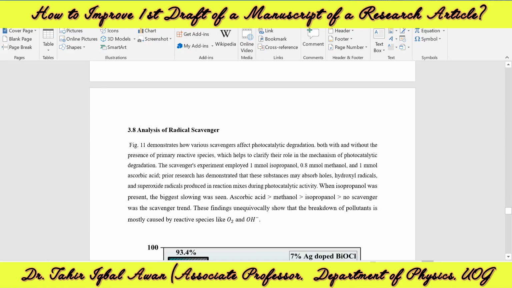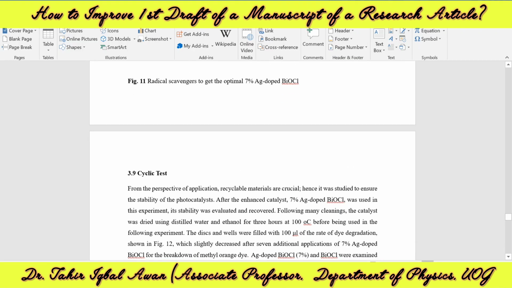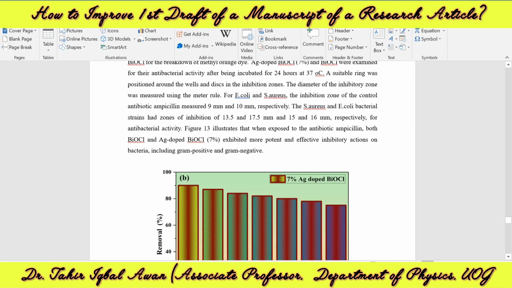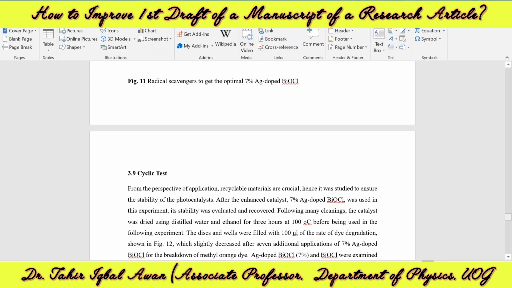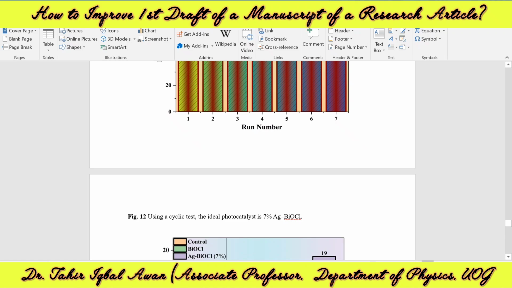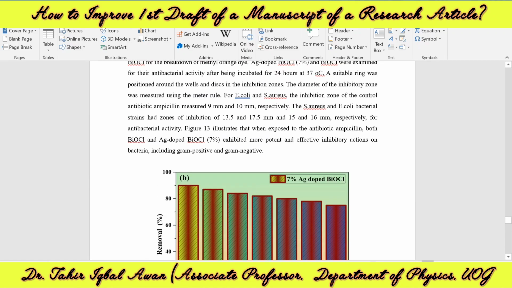And then you are using scavenger analysis, figure 11, then it's fine. And then the cyclic test, that is reasonably good. So the caption, and another very interesting thing you can see over here.